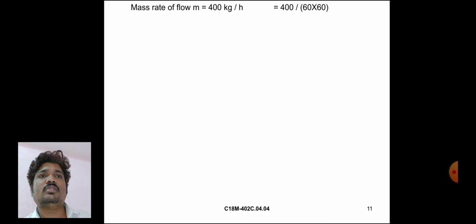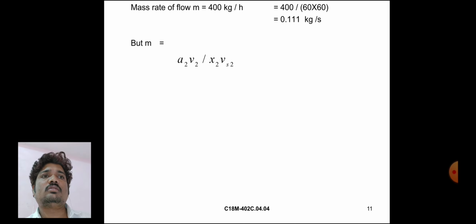Mass rate of flow m is 400 kg per hour, divided by 60 into 60, which is 0.111 kg per second. Kg per hour is converted to kg per second.